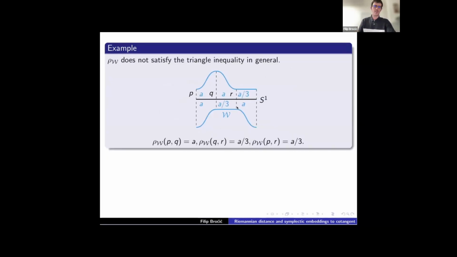On the other hand, if we have a bit stranger and a bit unsymmetric domains W, we'll have some properties which are not this. So the triangle inequality is not going to be satisfied. So in this particular example of neighborhood W, which is, for instance, the unit disk cotangent bundle of a non-reversible Finsler metric, here A denotes the area below the blue region from point P to point Q.